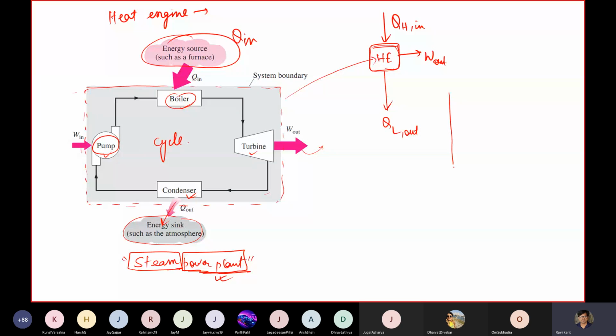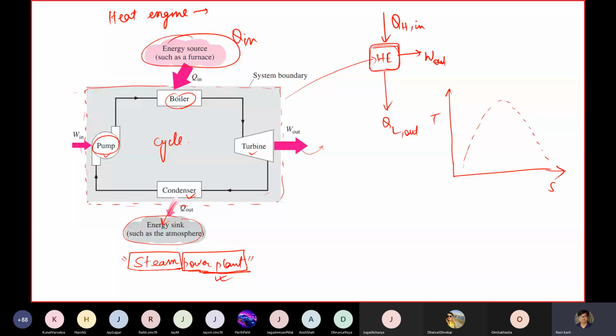To be more familiar, we can draw this cycle on a TS diagram. Since this is steam, we have a vapor dome. Let's suppose this is your point 1.